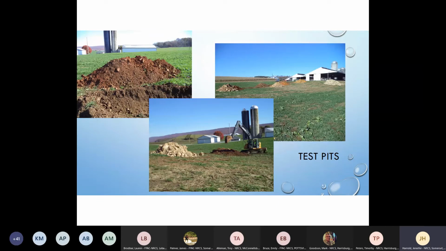So here's an interesting site. This was in Blair County a few years back. You can see this is a beautiful karst area. You can see 1, 2, 3, 4, 5 or 6 holes on the right picture in the back there. There were 6 test pits dug. And if you look at them, the soils are also very different just in this small area.